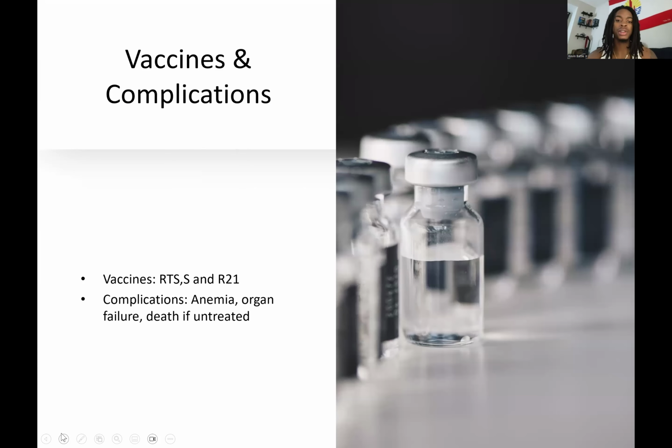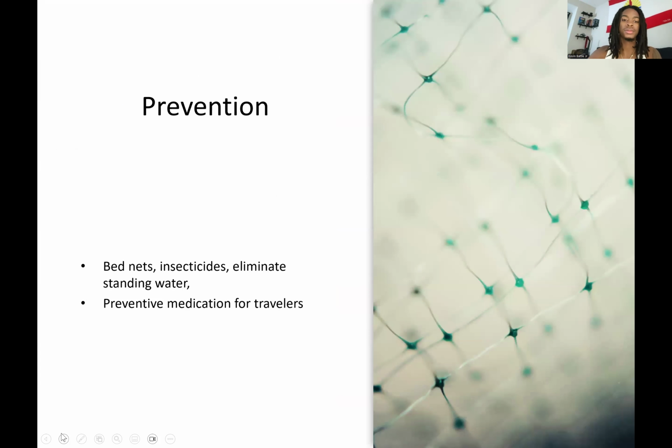Vaccination and complications. There are two vaccines currently approved: the RTS,S vaccine and the R21 vaccine. These vaccines reduce the severity, but they don't prevent malaria as a whole. Again, untreated malaria can cause things such as anemia, organ failure, death, and so on.